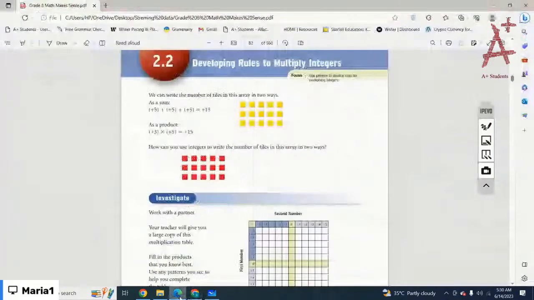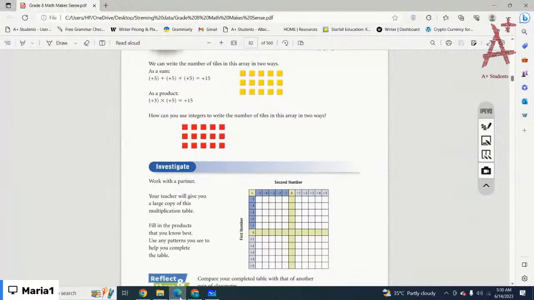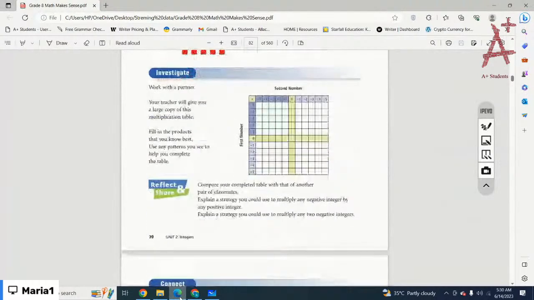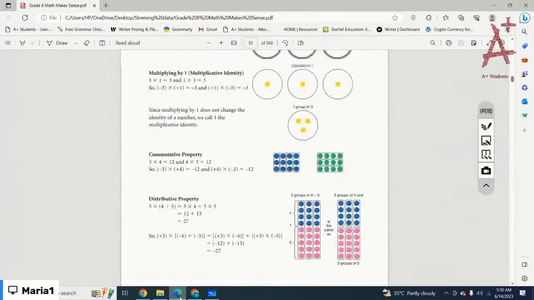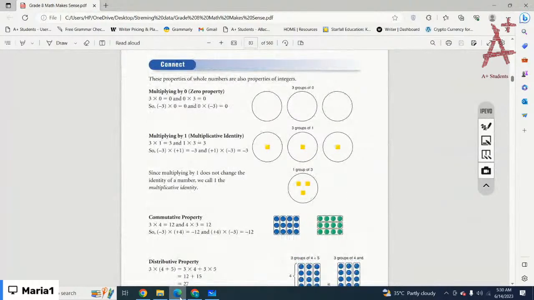The next lesson is developing rules to multiply integers. So now we're going to multiply the integers. We have to develop some rules. Let's see how we develop the rules to multiply the integers. Okay, here are the rules. Multiplying by 0. That is the zero property. Got it? That means if you are multiplying any integer with 0, the answer would be 0. It doesn't matter what integer it is, if you are multiplying with 0, the answer would be 0. Got it?